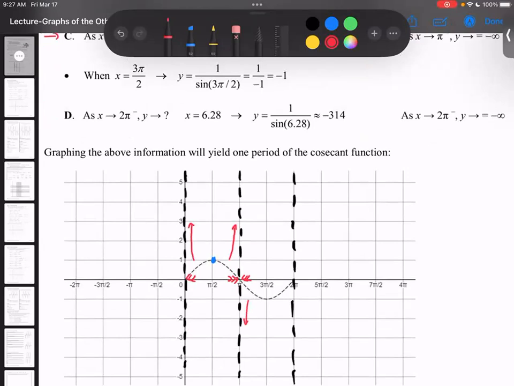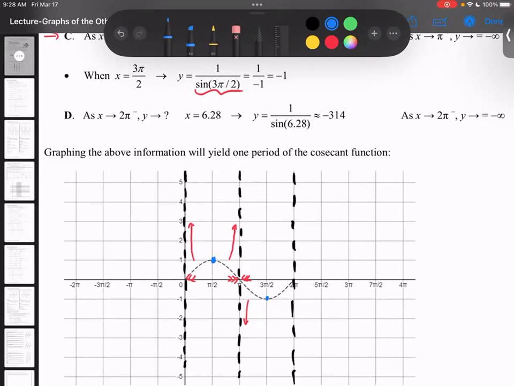And we know that sine of 3 pi half is -1, right? Sine of 3 pi half is -1. 1 divided by -1 is -1. Therefore, you have that point right there. Later, we call that a local minimum, but we'll talk about that later.